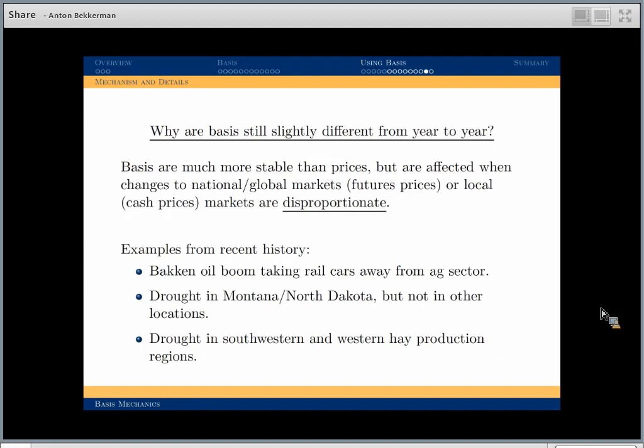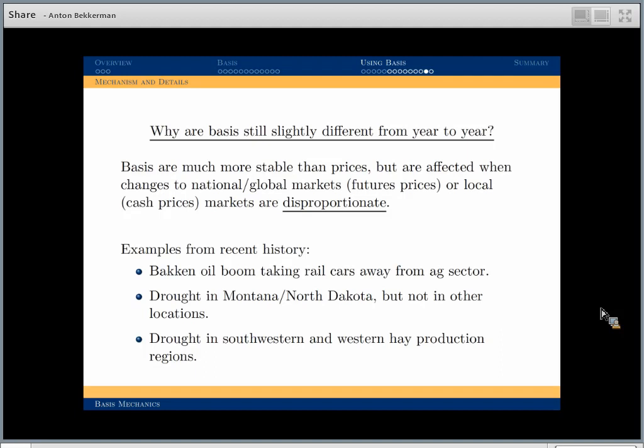So that's going to change bases, and you have to keep that in the back of your head. A couple years ago, we had this drought in southwestern and western hay production. This was back in, I guess, 2011 and 2012, where California and Texas and Oklahoma were just burning up. They didn't have any hay, and so local cash prices in those regions, and in Montana, were affected differently than futures prices would be. Okay, so local events play a pretty big role, and national events that impact futures prices may not have as big a role in local markets, and so bases can change.